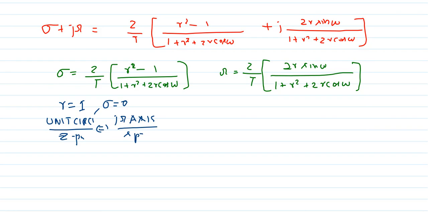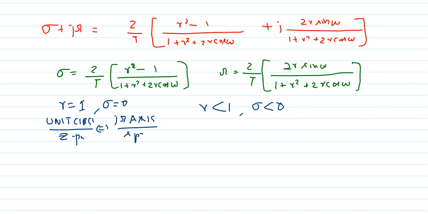Okay, second condition: when r is less than 1, what will happen? Your sigma will obviously be less than 0, because this is r² − 1. When r is less than 1, sigma is going to be less than 0.